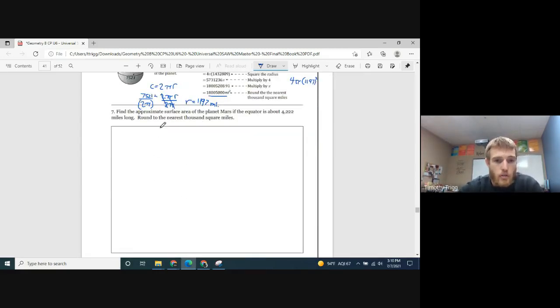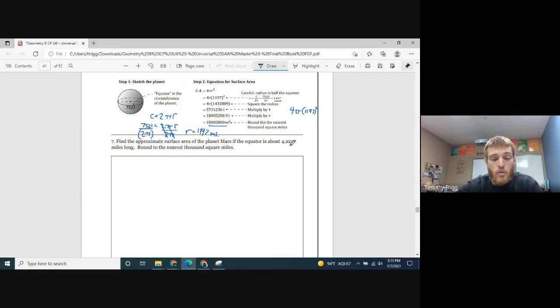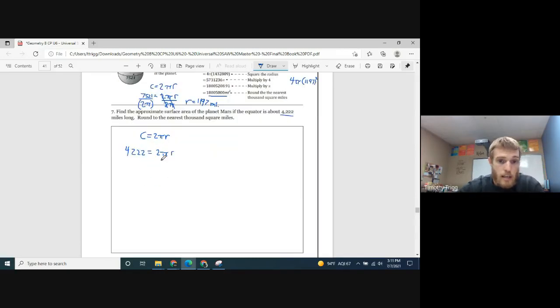We'll work on this one together here. What is the approximate surface area of the planet Mars if the equator is 4,222 miles long? So they give us the equator. That's the same as them giving us the circumference. Now, if you recall, the circumference is 2 pi r. And the circumference is the same as the equator. So 4,222 equals 2 pi r. To get the radius, which is what we need, we're going to divide by 2 pi, both sides.